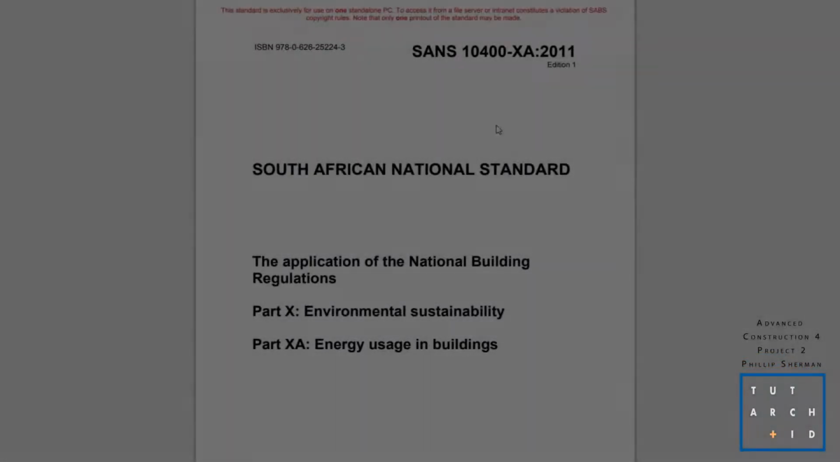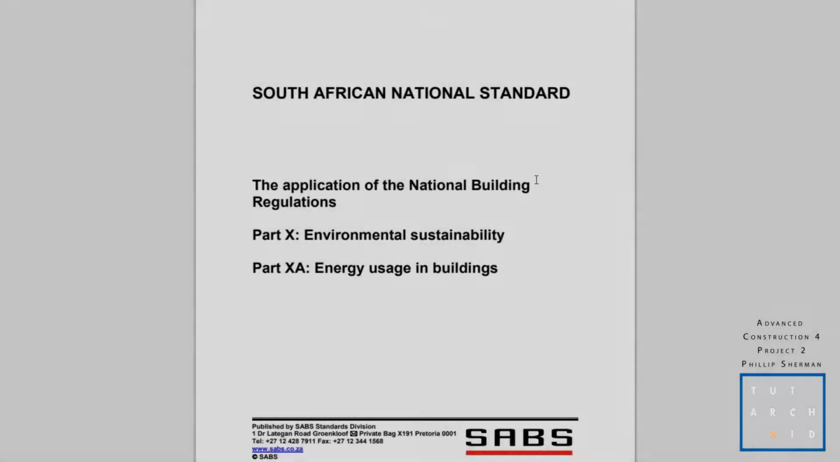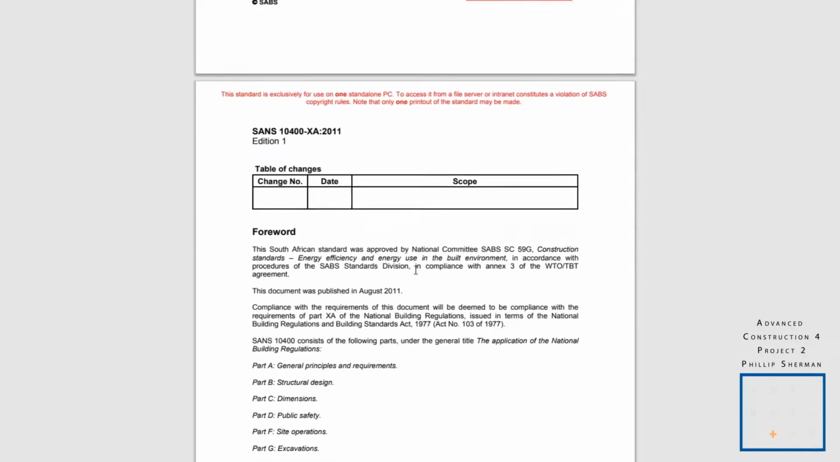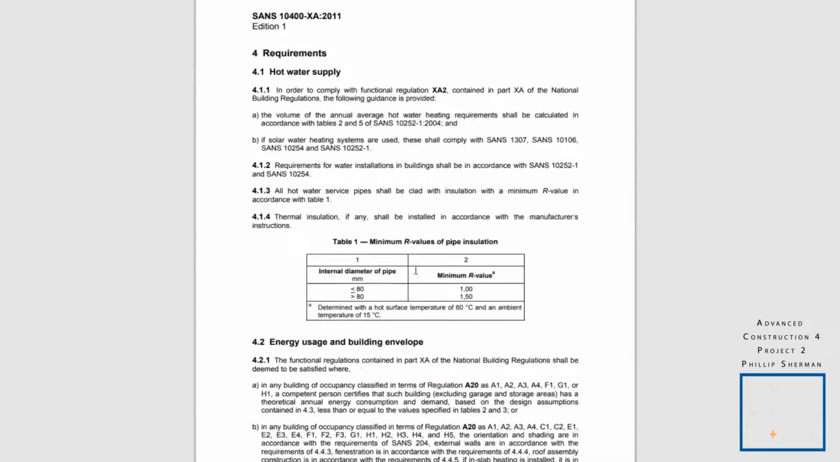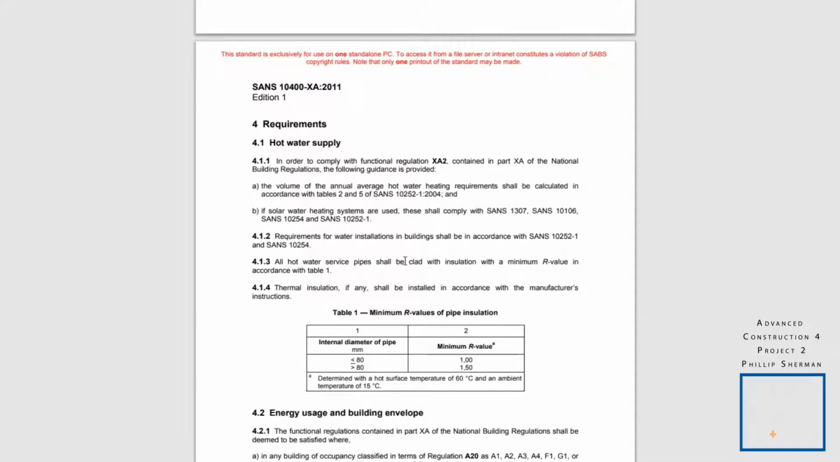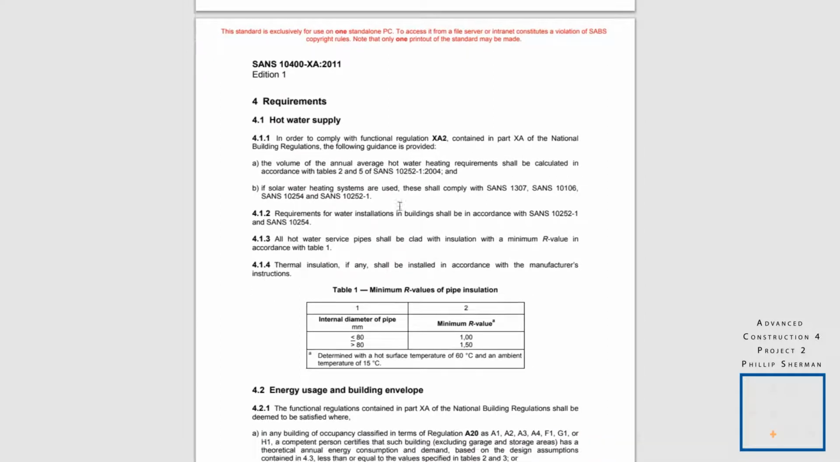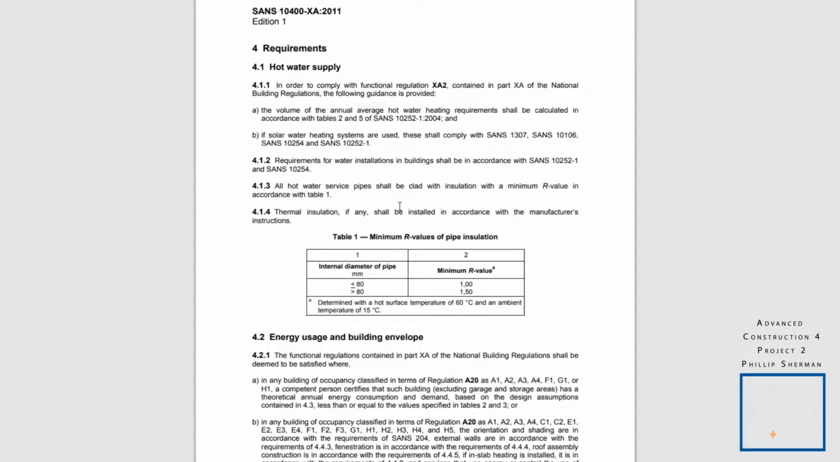SANS 10400 XA, the 2011 edition. There's two parts. There's part X, environmental sustainability, and part XA, energy usage in buildings. If we had to scroll down the page, there's many focuses that one has to apply when applying 10400 XA. The actual reason for 10400 XA is we need to do energy calculations for the council itself.